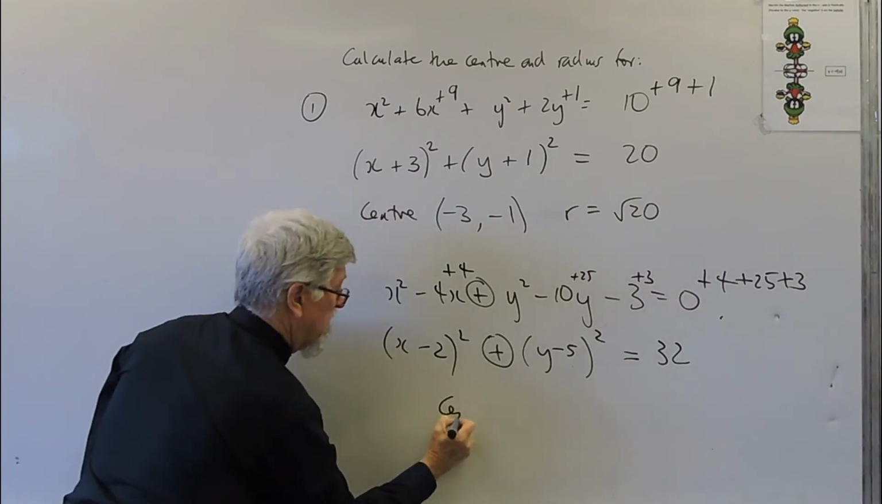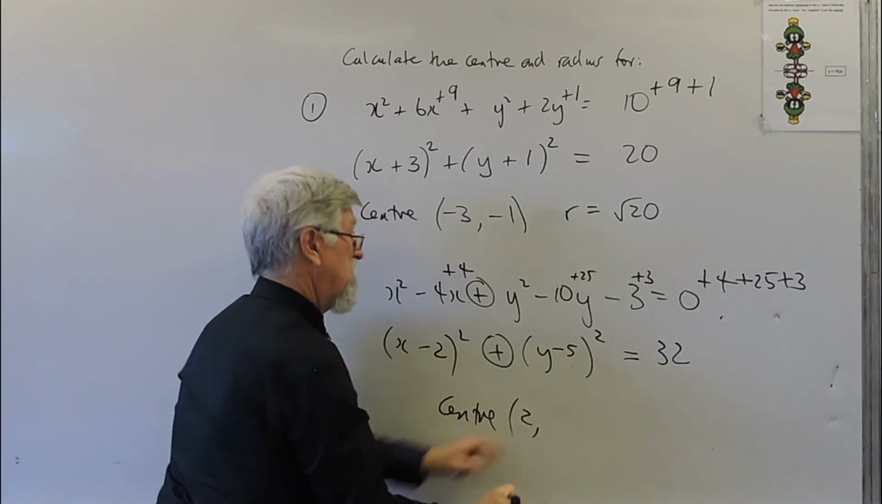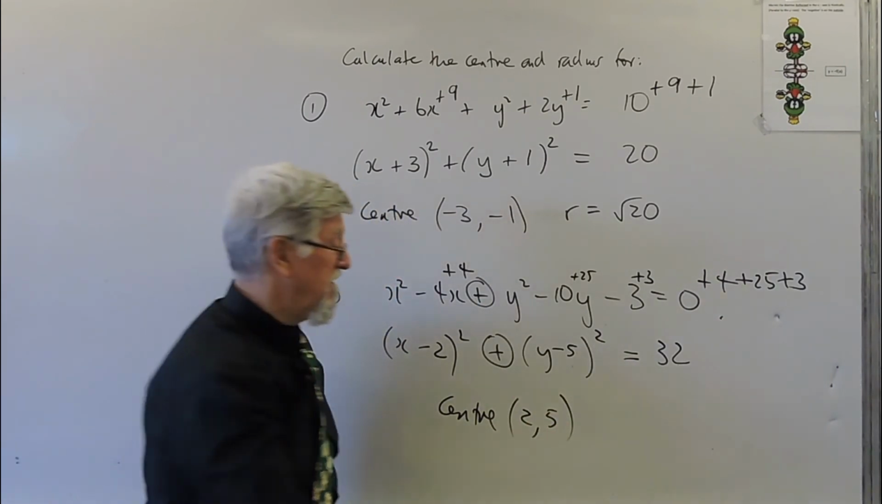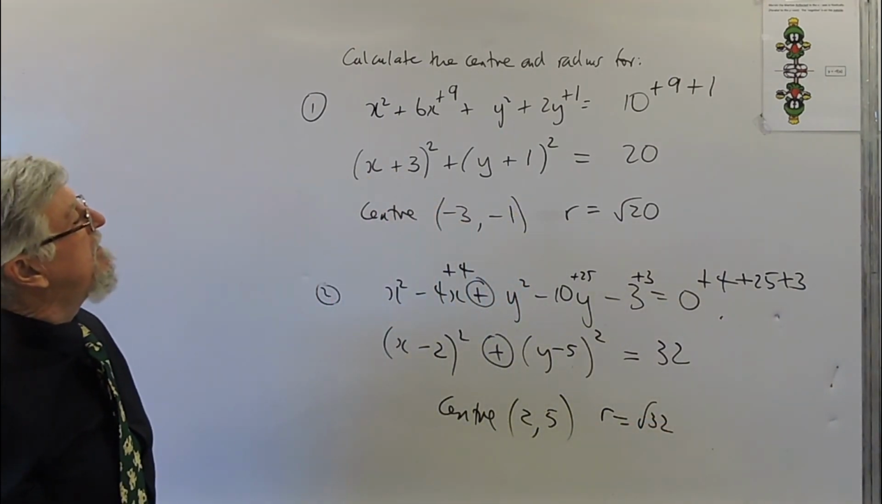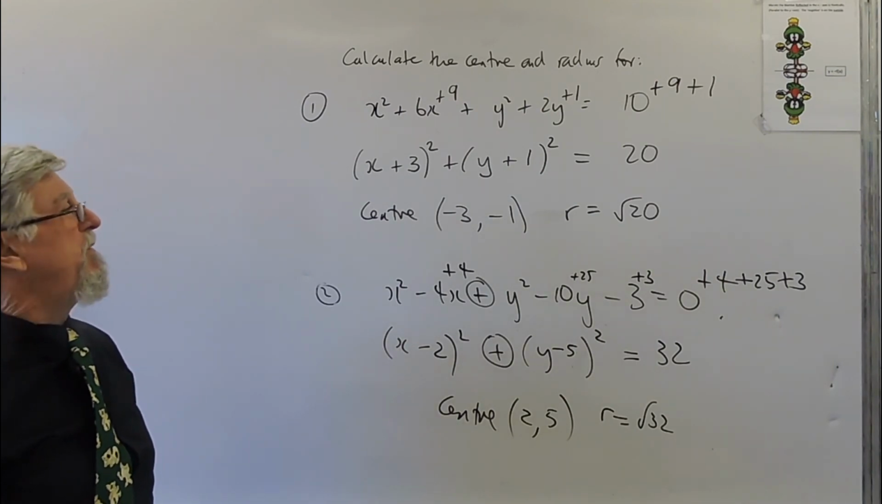Now I've got a centre. Remember, insides do the opposite, so the minus 2 is a 2, and minus 5 is a 5, and the radius is not 32, it is square root of 32. So that's completing the squares, without really talking about completing the squares.